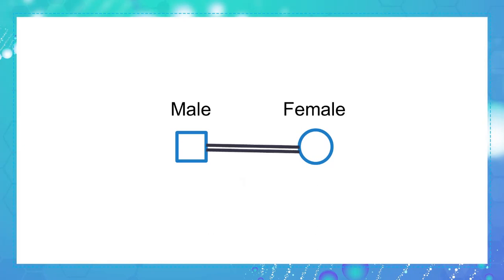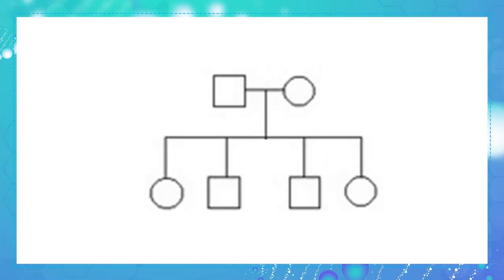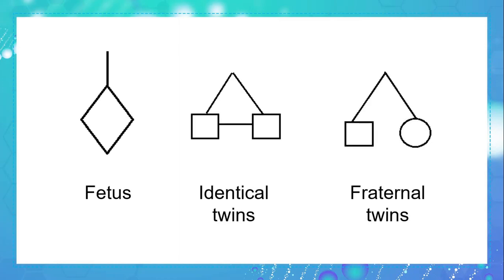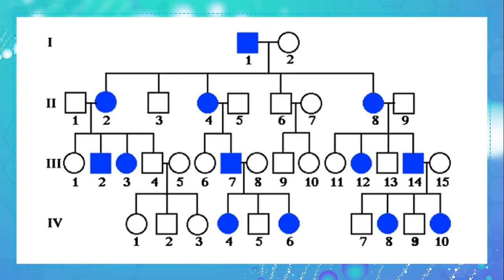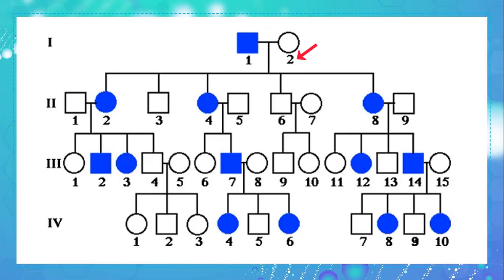But if a couple is joined with two horizontal lines, then this represents consanguineous mating, which means that the couple are close relatives. The children of a couple are connected to the mating line by a vertical line, and all brothers and sisters emerge from the same horizontal line, arranged from left to right by their date of birth, from the eldest to the youngest. A fetus that is not yet born is represented by a rhombus. Fraternal twins and identical twins are distinguished from other siblings by the following symbols. In a pedigree, generations are represented by Roman numerals, while members in every generation are given numbers.